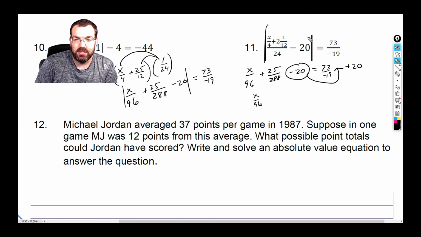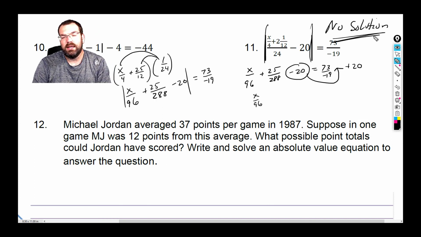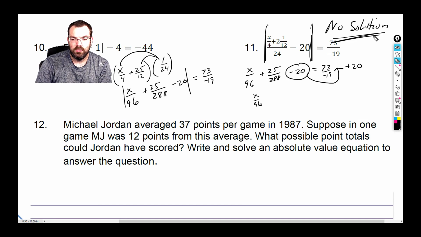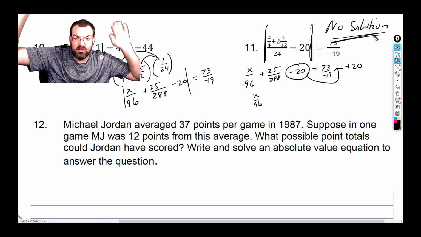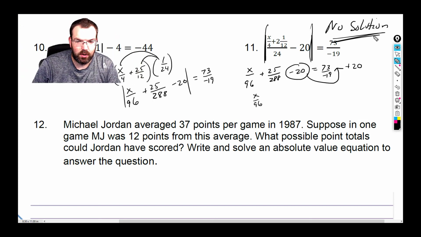This is already isolated. This negative means this whole fraction is negative. That means I can't have an absolute value equal to a negative, so this is no solution. Oh my gosh. That was a waste of my life that I'll never get back. And now I gotta go back in and edit all this. I'm gonna keep it in, but I'm still gonna edit this video, so I'm wasting my life even more.